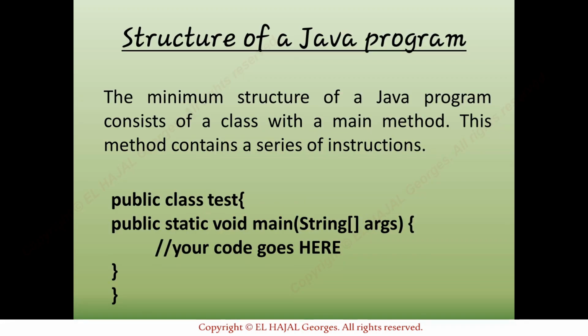So, the minimum structure of a Java program consists of a class with a main method. This method contains a series of instructions. As we see here, public class test, it has the method main, public void main, that takes as arguments an array of type string, and inside the two braces we write our code.